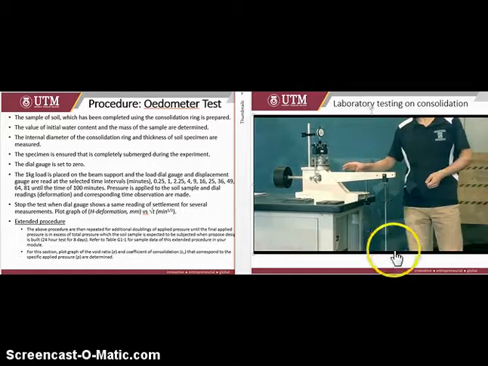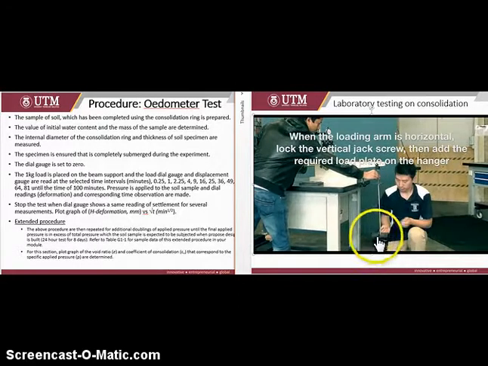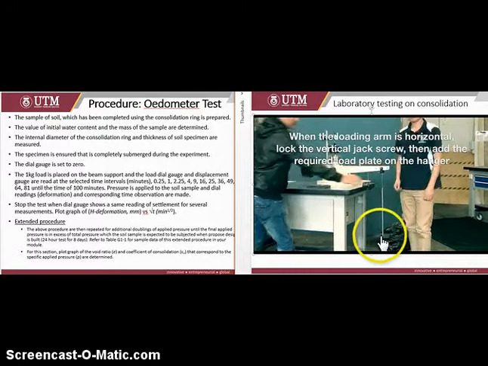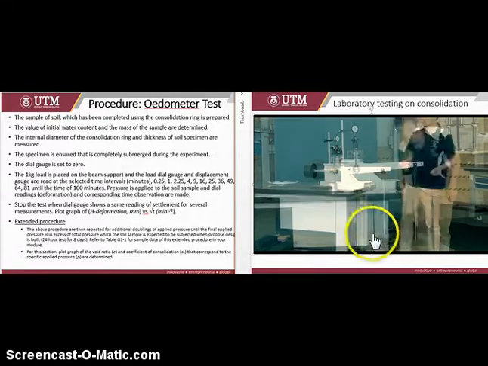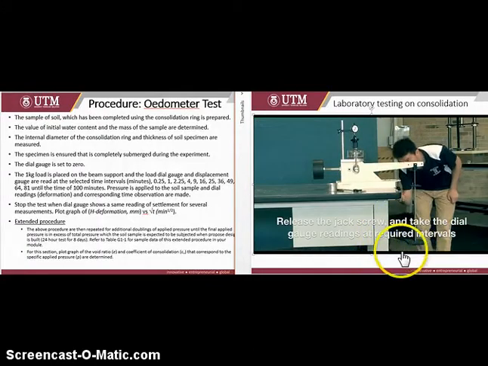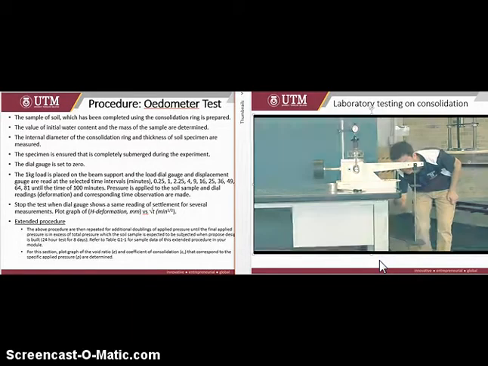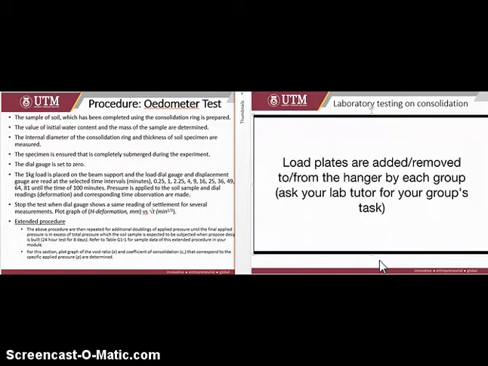And the level arm is attached with the free loading system. This is where you want to put the loading. So we can start with 1 kilogram and increase double. And we also can decrease to get the coefficient of recompression. So load plates are added and also can be removed from the hanger.